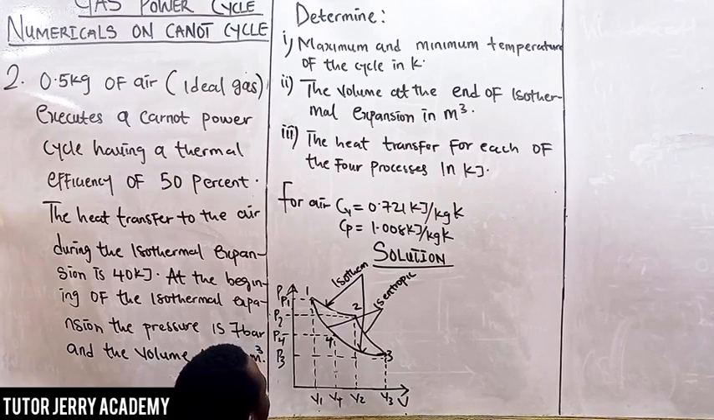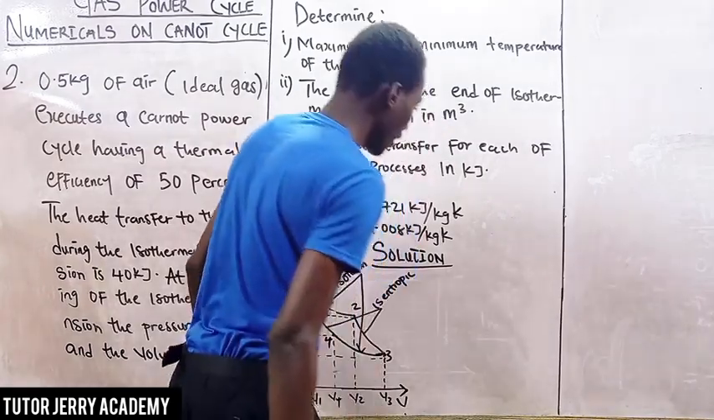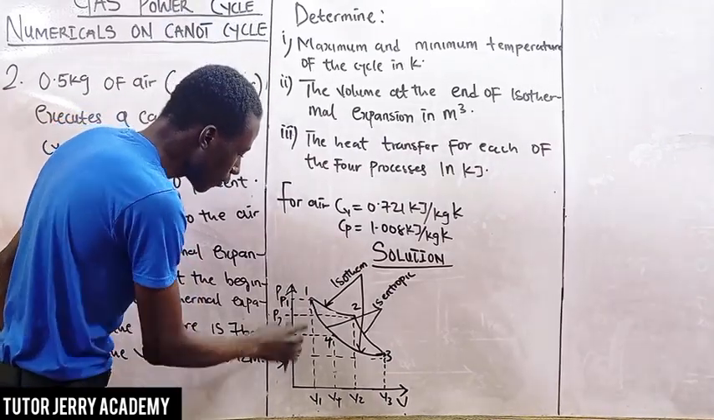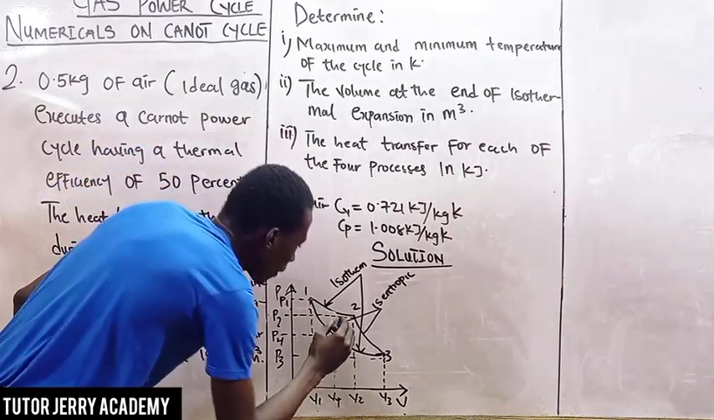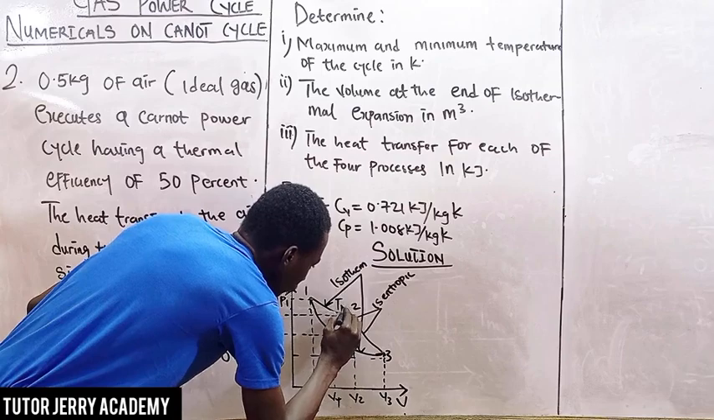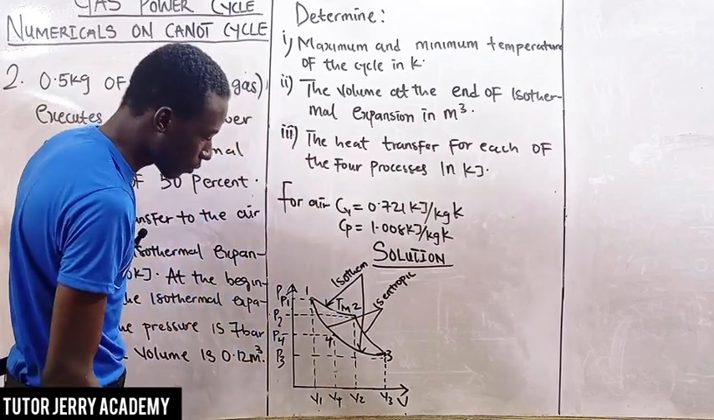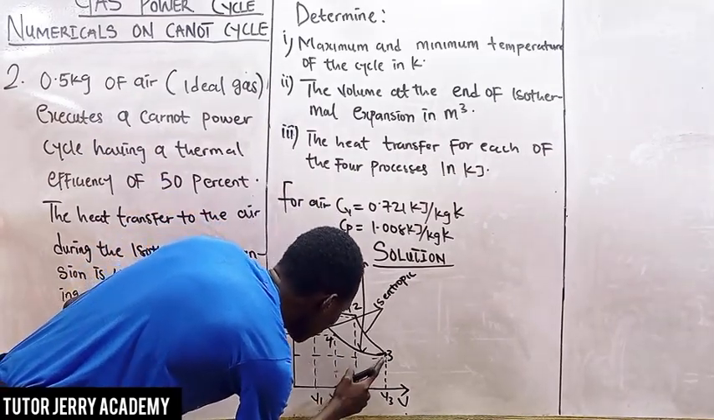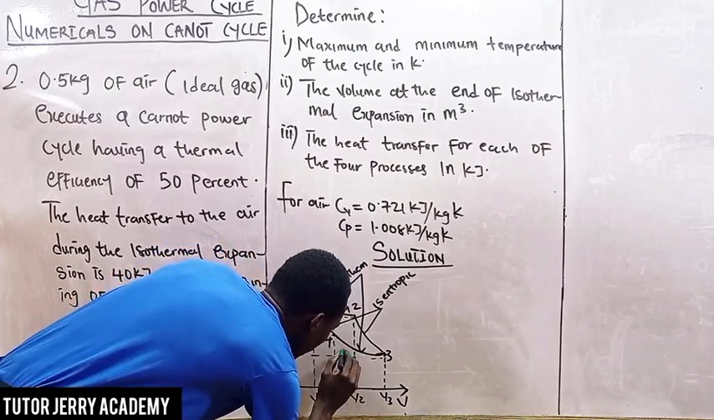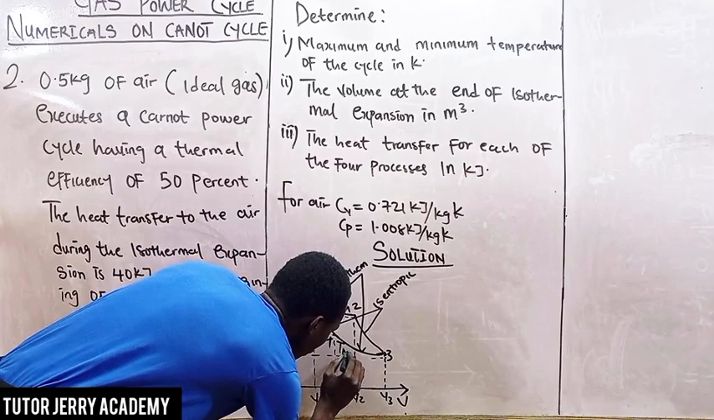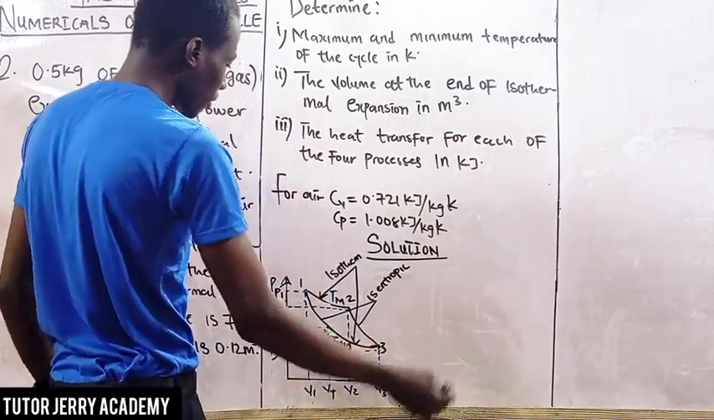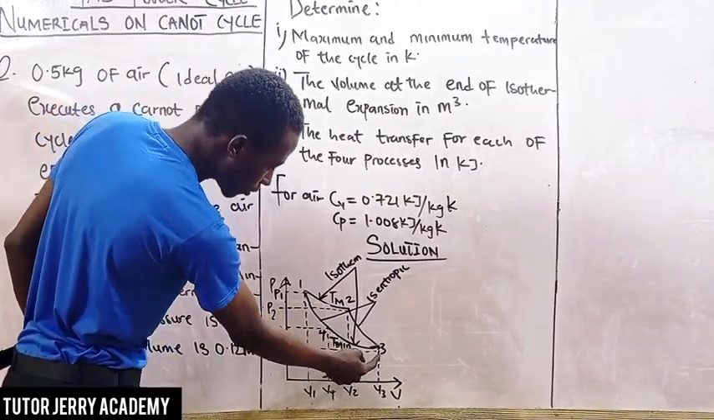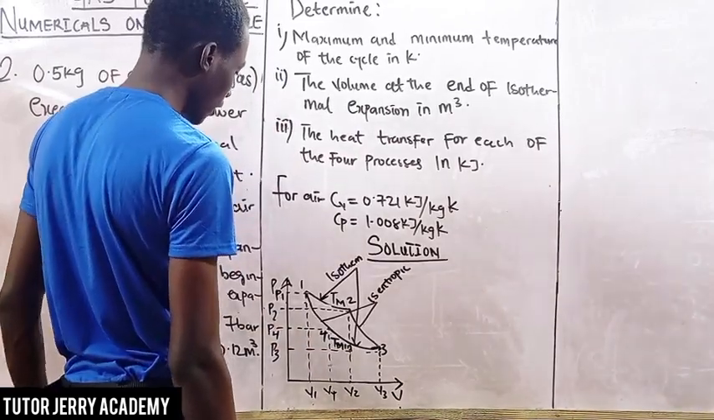So next, what will I do? I'm going to be drawing my TS diagram. But from this PV diagram, you agree with me that from stage 1 to stage 2, we have temperature at its maximum. This is where we can find our maximum temperature. And from stage 3 to stage 4, this is where we can find our minimum temperature. So from here to here, that is maximum. From T3 to T4, temperature is at its minimum.